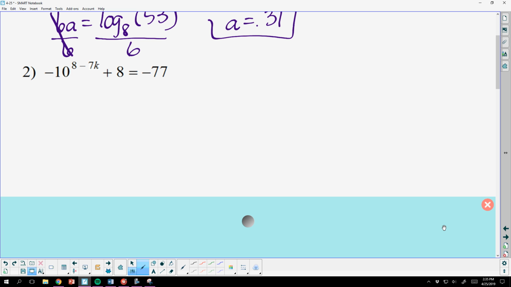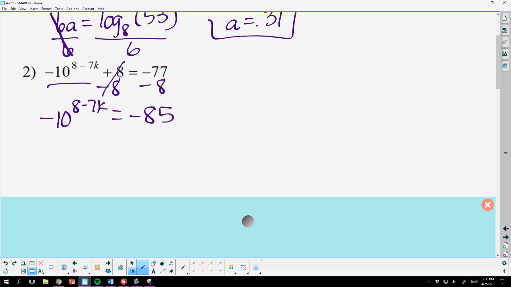Yep, we do. Okay, first we want to get this term alone. So what do we want to do first? Thank you. So we minus 8 from each side. And then we go negative 10 to the 8 minus 7k equals negative 85.